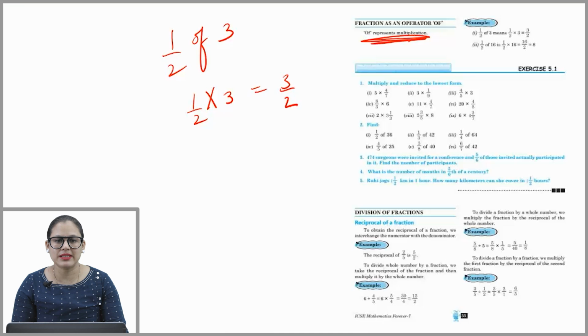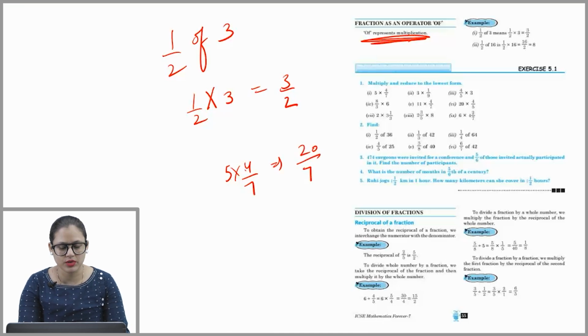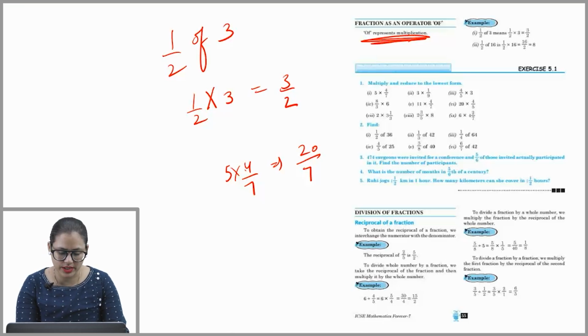Exercise 5.1 is multiply and reduce to the lowest form. 5 into 4 by 7. So, we will multiply the numerator. 5 into 4 is 20 by 7. So, we cannot reduce it to the lowest form, but we can also convert it into a mixed number. So, what will you write here? 2 whole 6 by 7, okay?